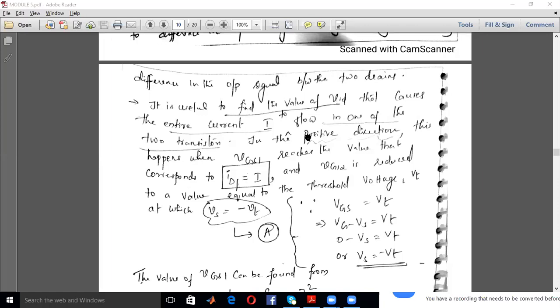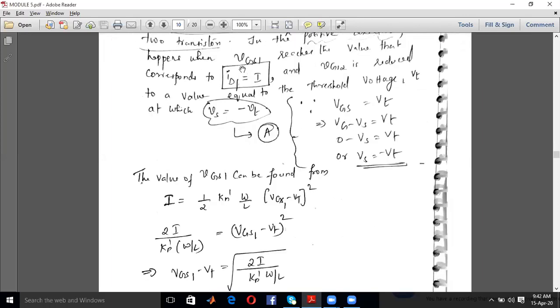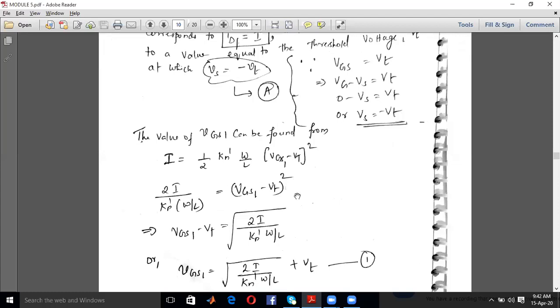To keep ID2 equal to 0, you have to keep the gate voltage 0. At the same time, the gate source voltage should be equal to the threshold voltage. The gate voltage should be 0. You're not going to give any signal to the second transistor's gate. At the same time, the gate source voltage should be at least equal to Vt, so VGS is equal to Vt. What is VG as of now? VG is 0. So 0 minus VS is equal to Vt, or VS is equal to minus Vt. So this much voltage is now appearing at the source terminal. Now, these two conditions we are going to keep in mind, and we will apply them later.